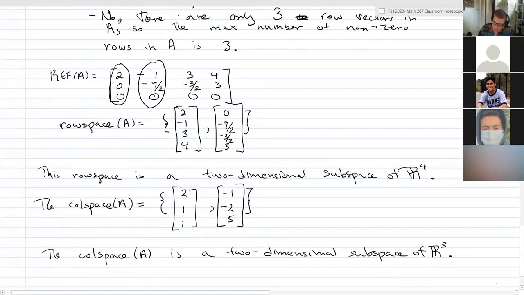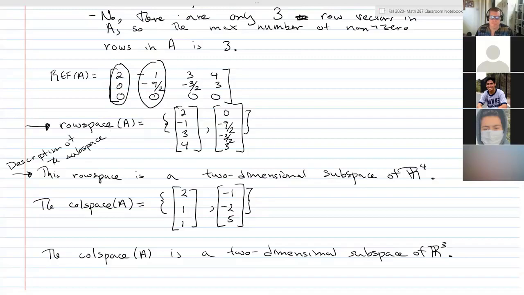Okay, questions on that? Notice, here is how you define the basis from the perspective of the vectors, and this is the description. So here's our description of the subspace. Call that a geometric description of the subspace.